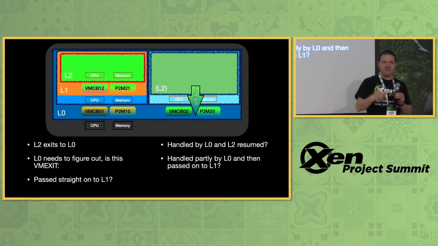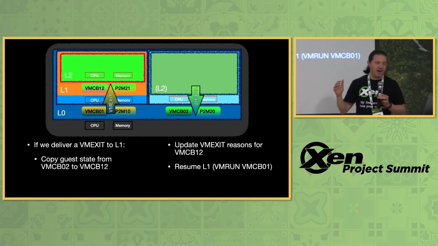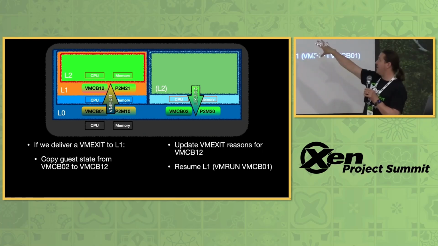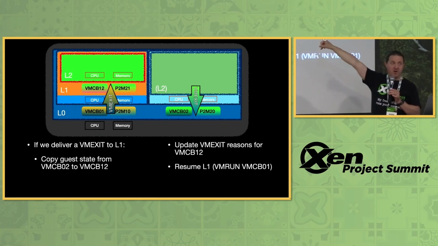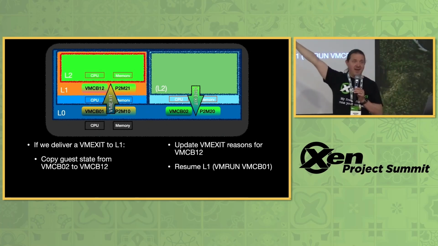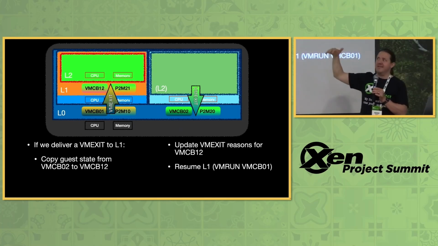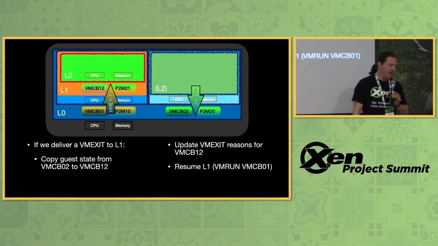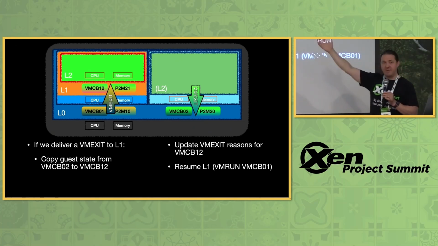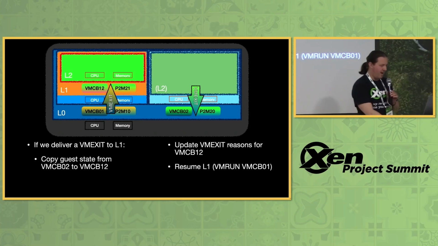Or is it something where I need to do something a little bit and then pass it on to the L1 to do the rest of it? If we need to pass stuff back to the L1, then we need to copy the L2 guest state from the VMCB 02 into the VMCB 12. We need to write into the VMCB 12 what caused the VM exit from the L1's perspective, right? In some cases, we'll just be copying stuff straight out of the VMCB 02 into the VMCB 12, but sometimes from the L1's perspective, what caused the exit will be different than from the L0's perspective. And then we're going to do a VM run and resume the L1, and it can continue doing whatever it's going to do.